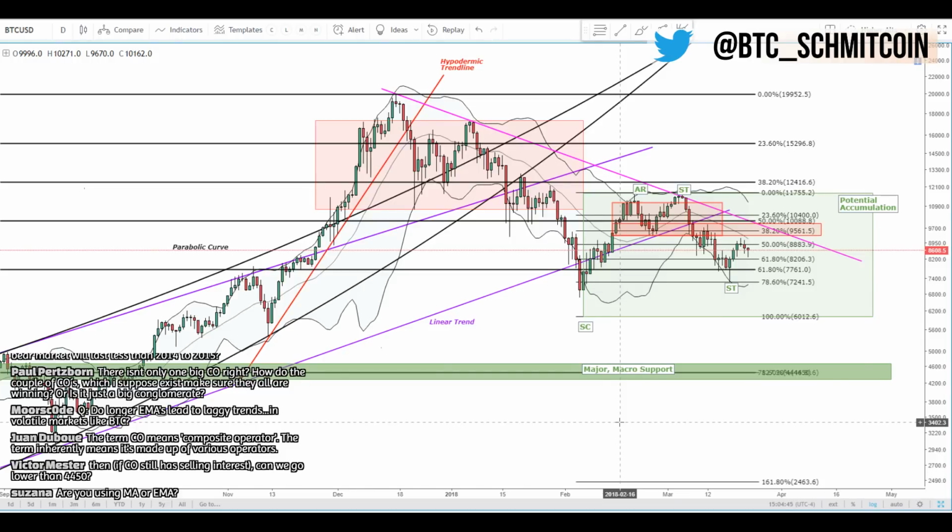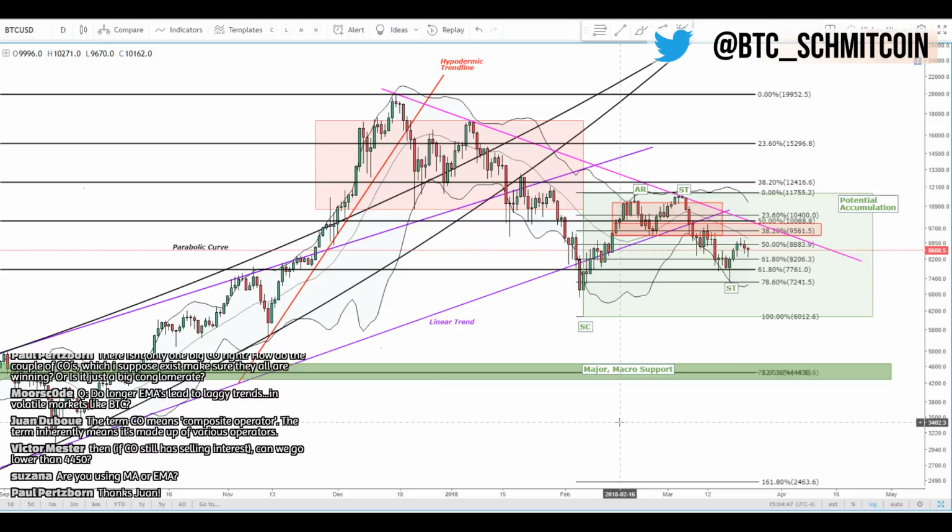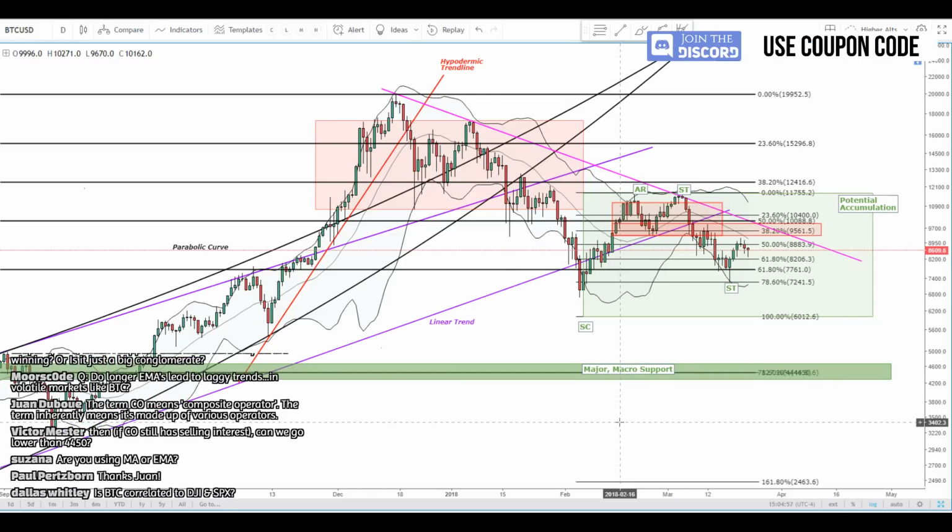Do longer EMAs lead to laggy trends in volatile markets like Bitcoin? Well, longer EMAs, yeah, they lag more. Yes. The term CO means composite operator. The term inherently means it's made up of various operators. Yes, correct.